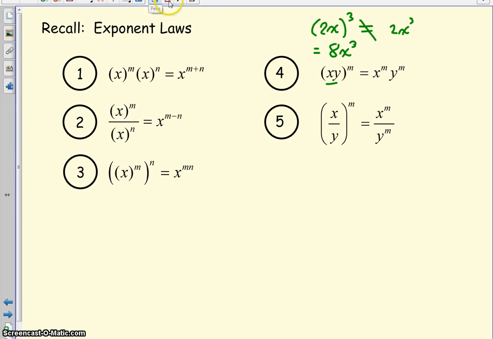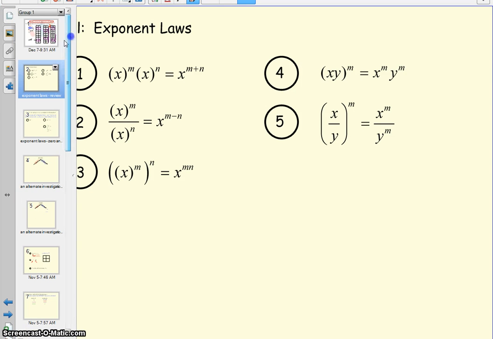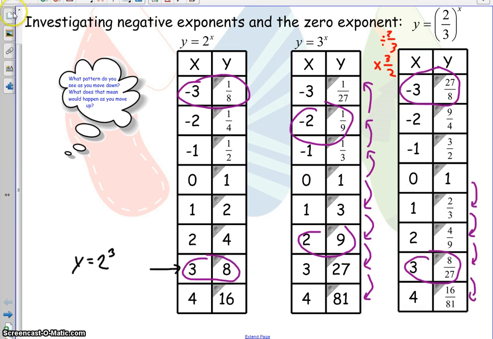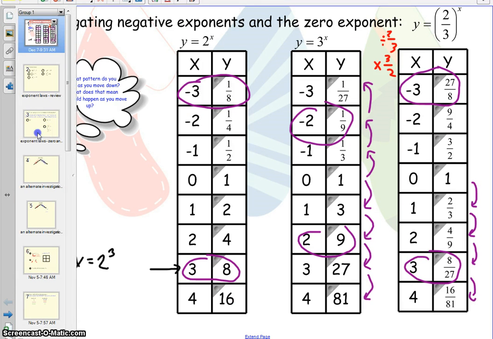And you've used them a little bit since then, mostly when doing algebra, but they're going to come back. We're going to make lots of use of them now. So with that in mind, let's try thinking back to the table we did up here. Try and come up with some new laws for negative exponents and for 0 exponents.